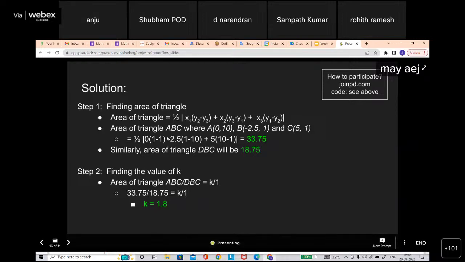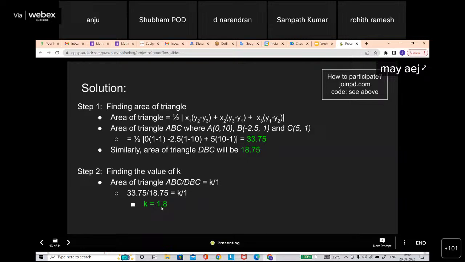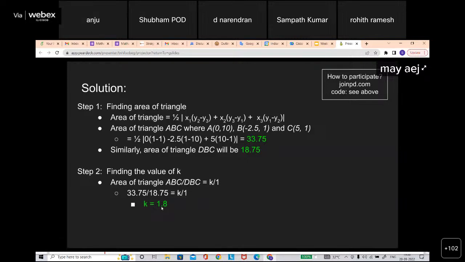Okay, so please check your calculation. This is also calculated here. Sir, I'm getting K equal to 1.67, but the answer is 1.8. So check your calculation. You may have made a mistake in doing it. This is just an idea. You can recheck your calculation.